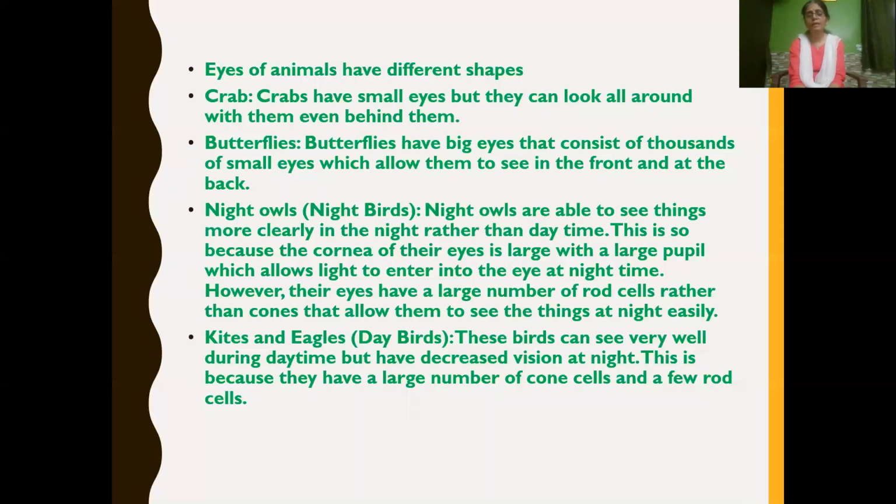And night owls, night birds, are able to see clearly only during night rather than daytime. This is because the cornea of their eye is so large and they have a large pupil which allows light to enter into the eye at night time. But they also have a large number of rod cells and few cones. And kites and eagles, that is day birds, can see very well during daytime but have decreased vision during night. This is because they have a large number of cone cells and few rod cells.